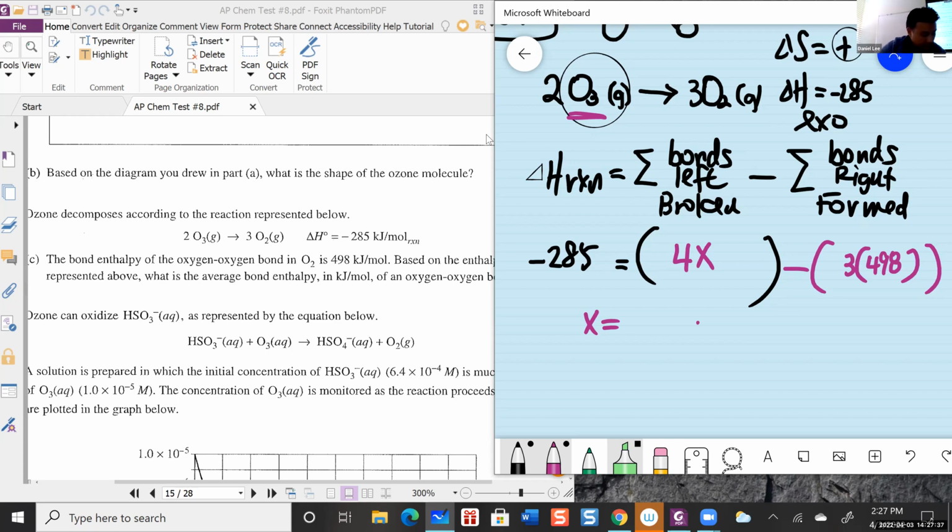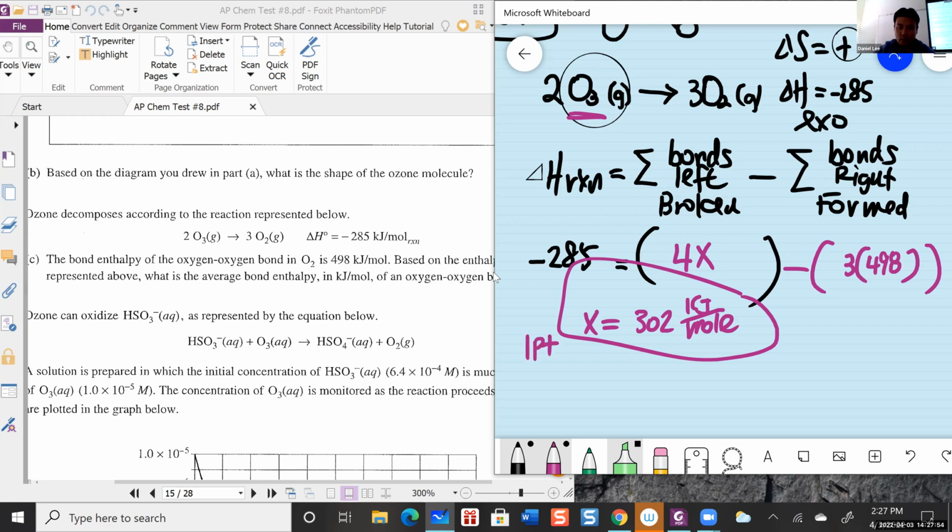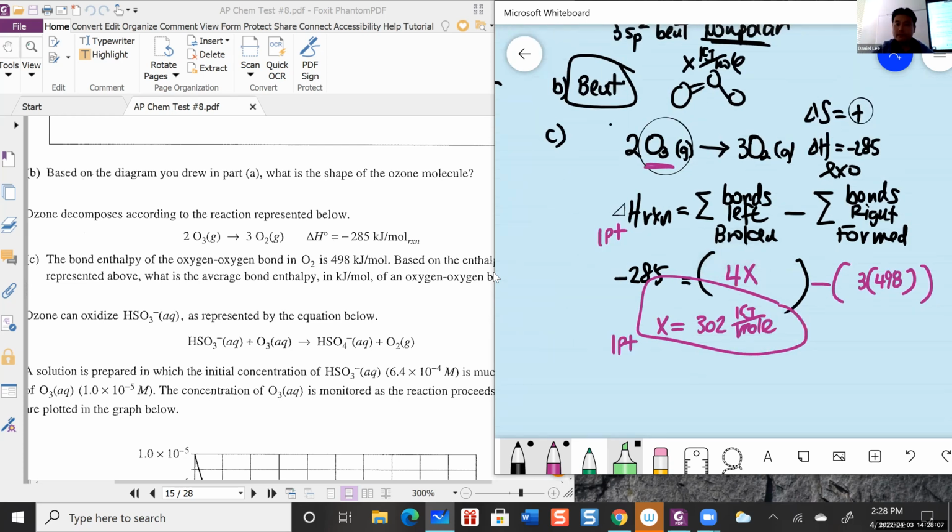We get X equal to 302. And the unit is kilojoules per mole of those bonds. And that's the answer, 302. So this is 2 points: one for the answer and one for the equation setup. If you only put the answer, then there's only 1 point. So make sure you set up the equation and plug it in properly. Okay, so that would be it.